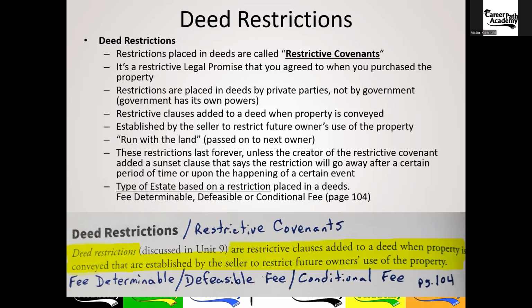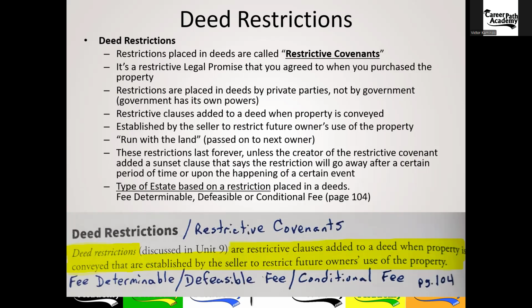These are restrictive clauses that are added to deeds when the property is sold or conveyed to someone else, established by the seller to restrict the future owner's use of the property. And then that restriction runs with the land. It passes from one owner to the next, unless they put a sunset clause in there that says that this restriction will go away after a certain period of time.